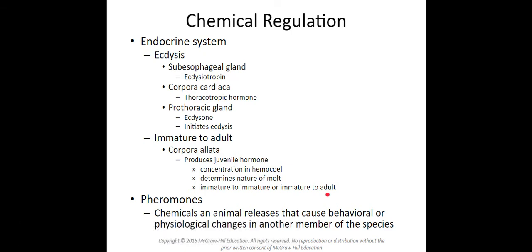So insects will go through more than one molt, and they'll start out being too young, won't have the reproductive organs, or they won't be active, they won't have their wings. And then as they grow to adulthood, their reproductive organs are then functioning, and their wings are functioning too. So this corpora allata will help produce those hormones.